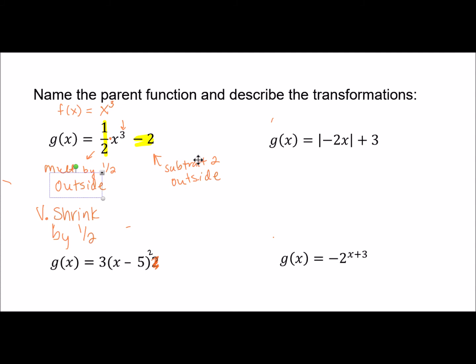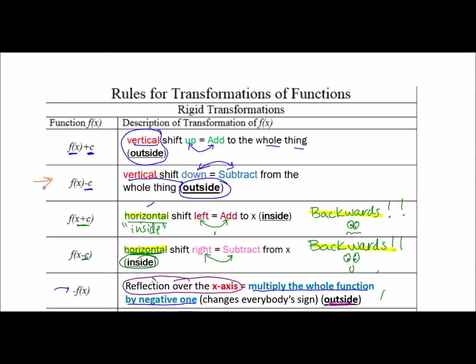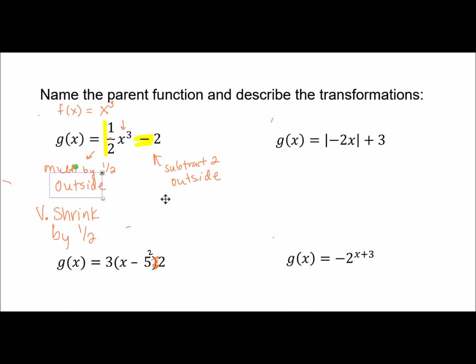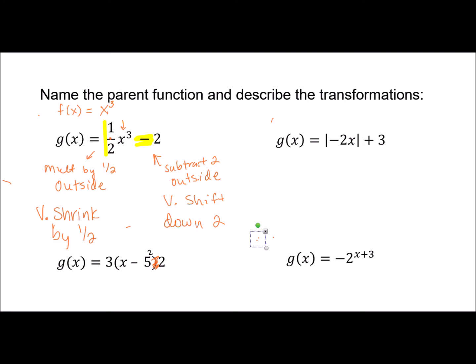Okay, now we're also subtracting 2 outside. Right here was my function, x cubed, and I minused something at the end. That's again vertical, shift down, and then it's whatever number you're doing it by. So this one would be vertical shift down, because we're subtracting 2. Okay, identify the parent so you know what it was supposed to look like in the beginning, and then just go through and identify any differences that there are between them.